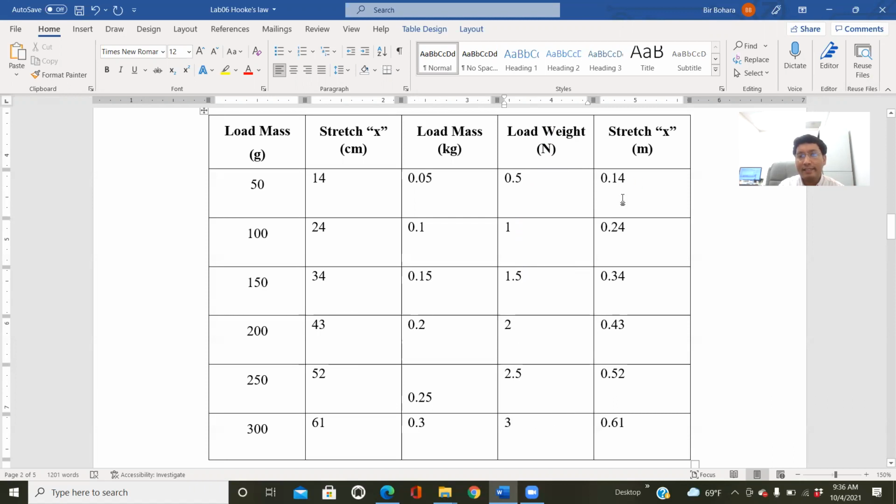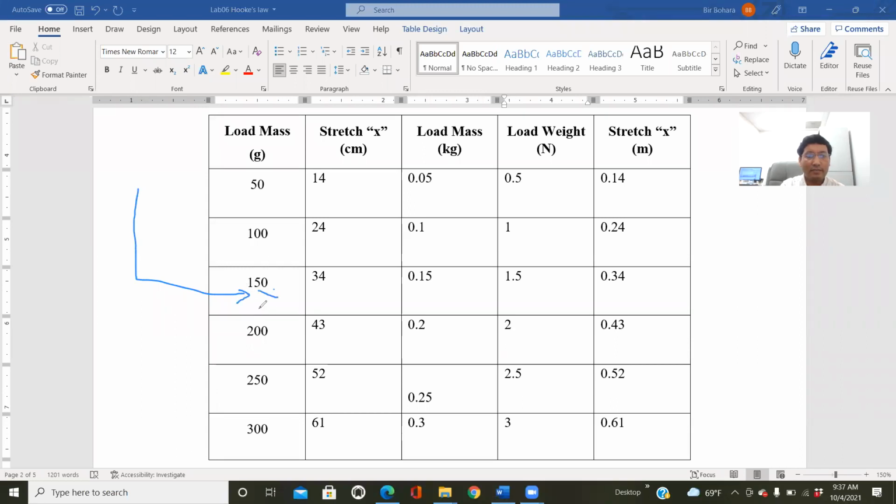What we are getting here is extension is also increasing accordingly, right? 14 meter, 24 meter, almost by 10 centimeter at a time. We are increasing load by the same proportion, right? By 50 grams. That's why if you see the consistency, right? That means increasing here, this column, and increasing here. What does that mean? That is force applied is directly proportional to extension.